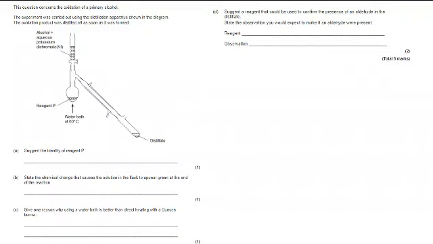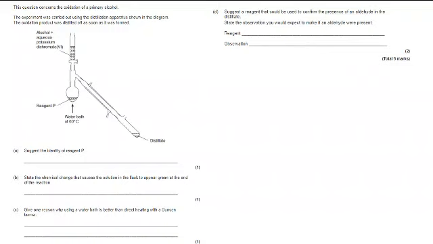Okay, so let's take a look. We're oxidizing a primary alcohol. The experiment has been carried out using distillation apparatus shown in the diagram, and the oxidation product was distilled off as soon as it was formed. That tells us that we're not doing this under reflux, which is important.